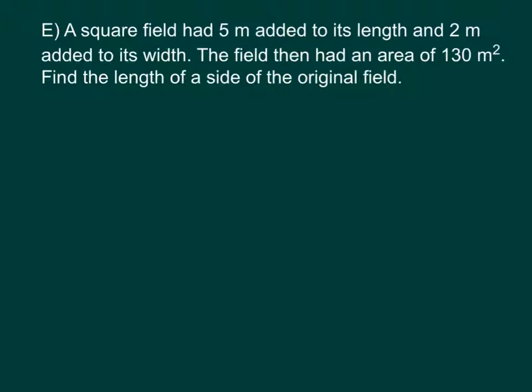These are all geometry type word problems that we'll use factoring to solve. A square field had 5 meters added to its length and 2 meters added to its width. The field then had an area of 130 square meters. Find the length of a side of the original field.